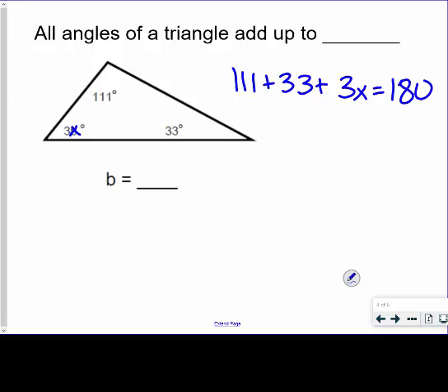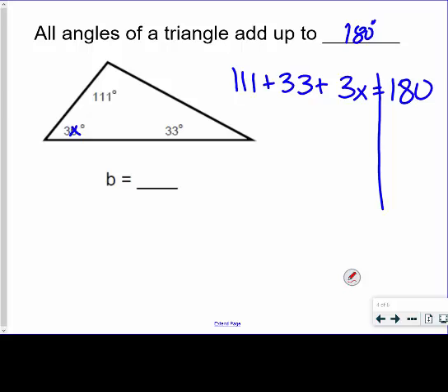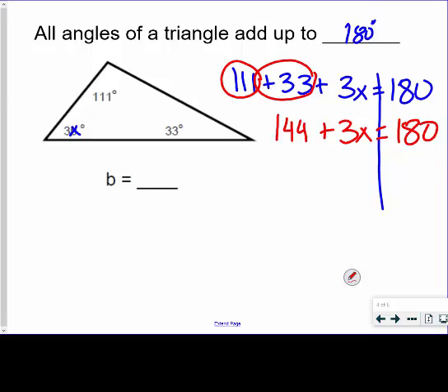Alright, does it matter what order these things get up there in? It doesn't matter. Just get them all up there. That's 180, by the way. So then what do we do from here? Add your like terms: 111 plus 33, which is 144, plus 3x equals 180. Then you guys subtract the 144. You don't subtract 3x.